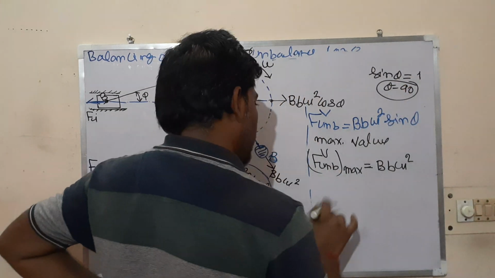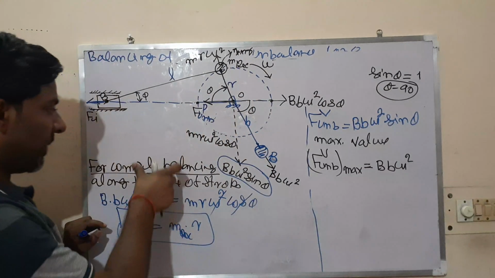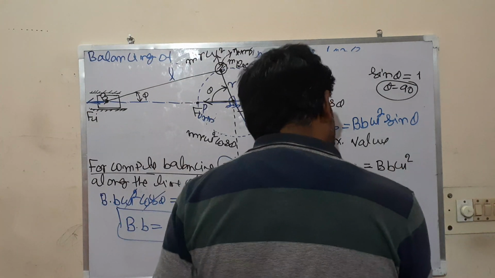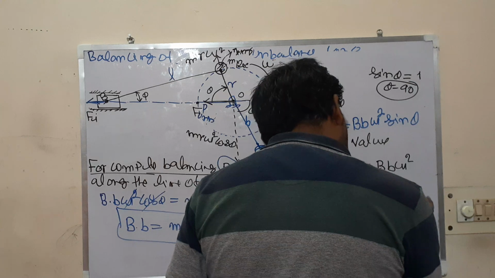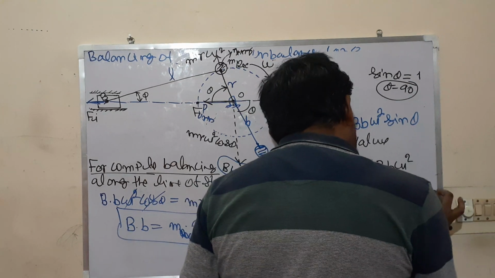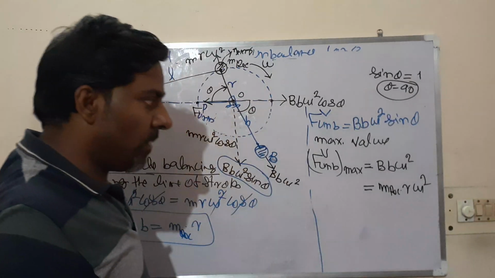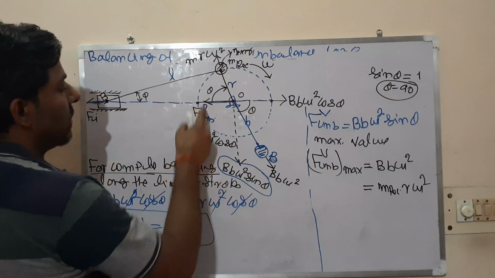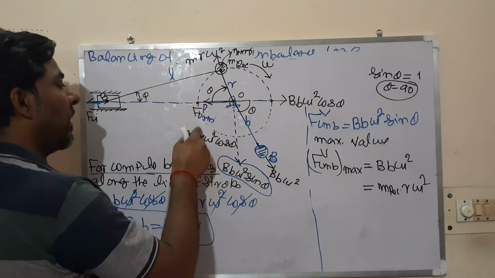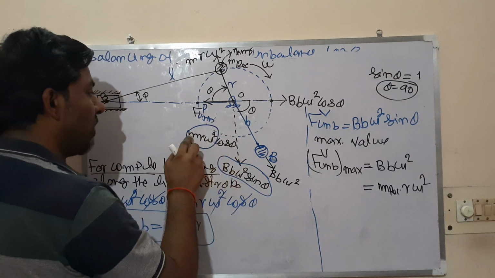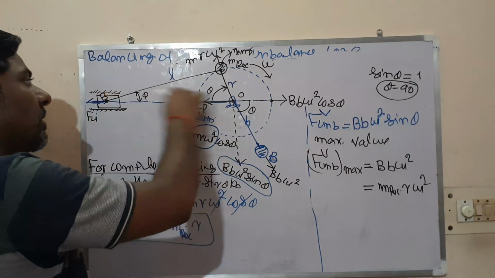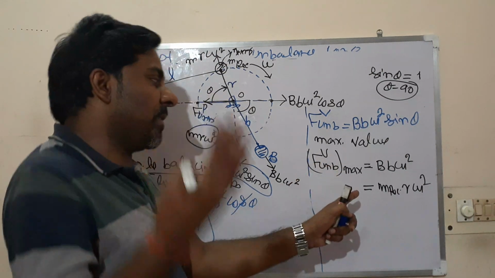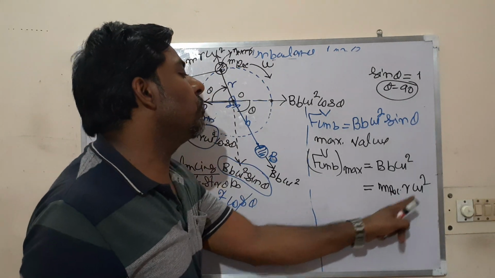This is the maximum value, and for complete balancing BB is equal to mRc into r. So let us put this value here: mRc r into omega square. The maximum value of the primary unbalanced force m r omega square cos theta is m r omega square, along the line of stroke. And the maximum value of the vertical unbalanced force after complete balancing is again m into r into omega square.